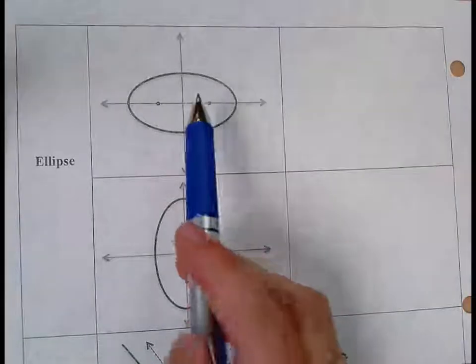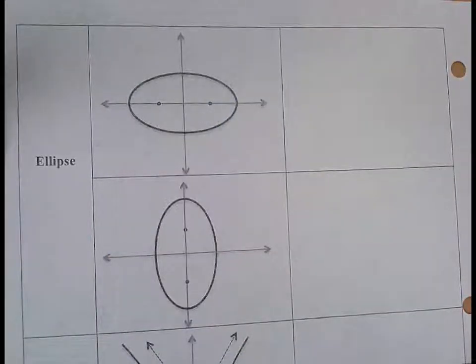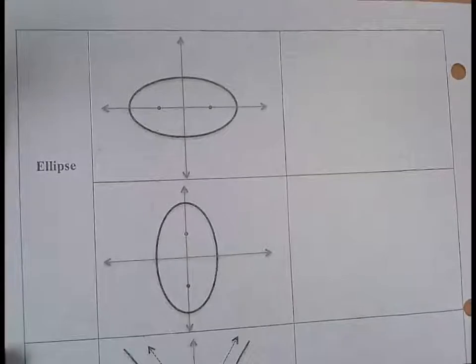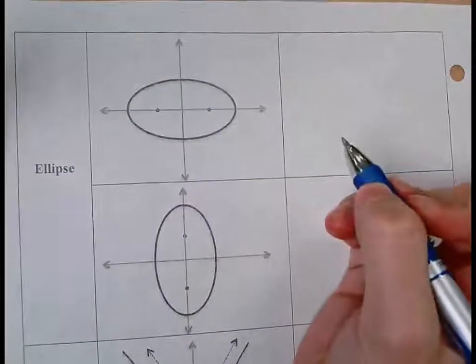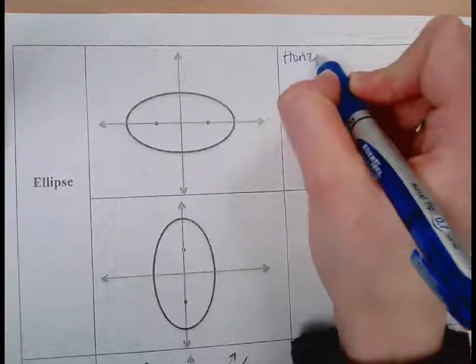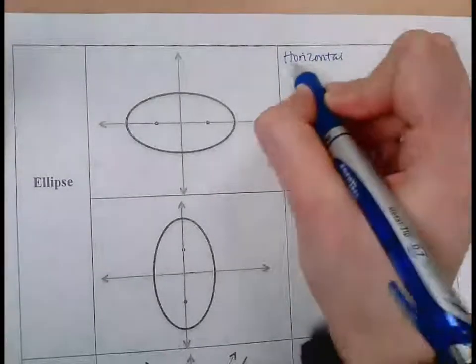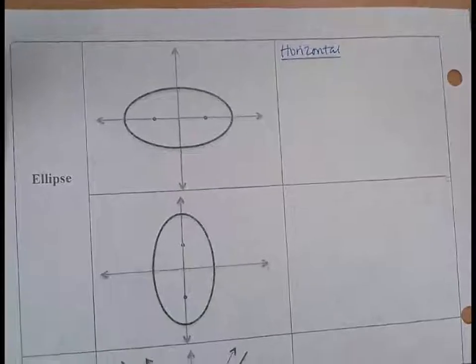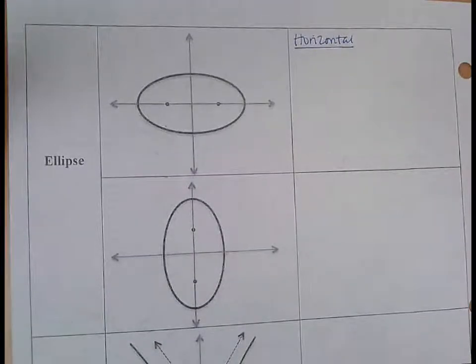All right, we're going to work through the horizontal ellipse first. If you want to write on there that this one is horizontal, just so you don't get the horizontal and vertical mixed up. Horizontal, it's longer the horizontal way.